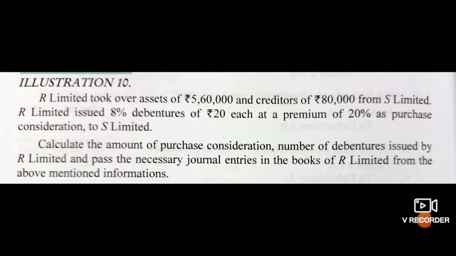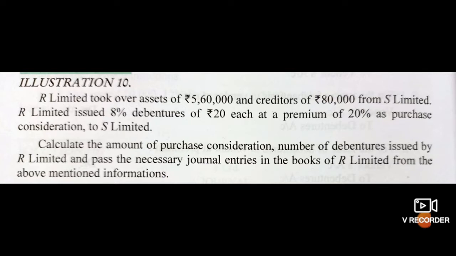Good morning, students. Today we will solve some problems of issue of the debentures for consideration other than cash. See this problem. R Limited took over assets of rupees 5,60,000 and creditors of rupees 80,000 from S Limited. R Limited issued 8% debentures of rupees 20 each at a premium of 20% as purchase consideration to S Limited.